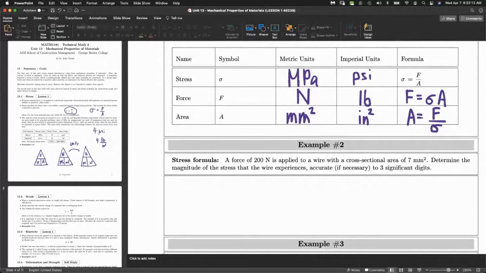Make sure that the P is capitalized. I'm not trying to pick on you. I appreciate it. It's capital P, okay? Because it's Pascal, like it's named after a physicist. So we want to show them some respect.